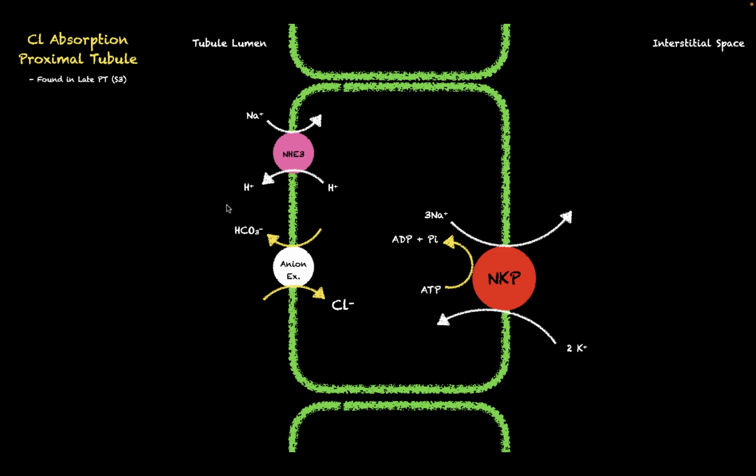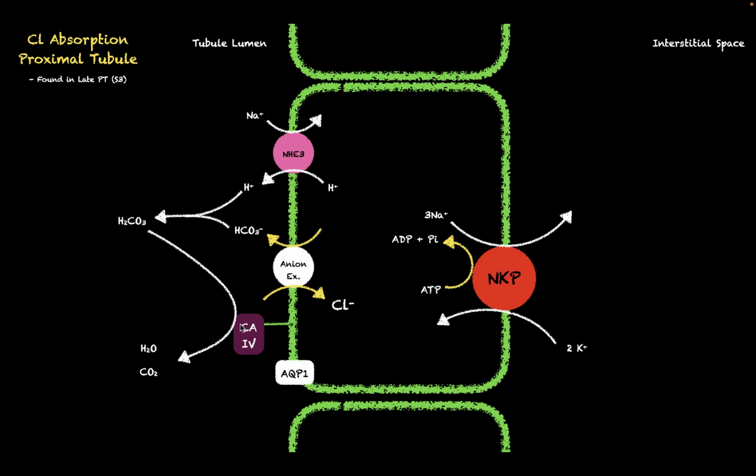Now, after this occurs, the hydronium ion and the bicarbonate ion are going to combine together to form carbonic acid. Carbonic acid is then going to break down into water and carbon dioxide through carbonic anhydrase, which is present on the cell membrane.